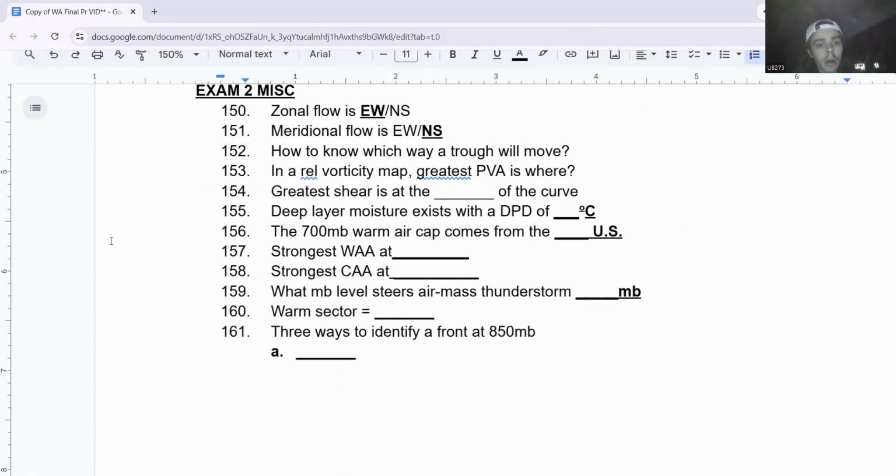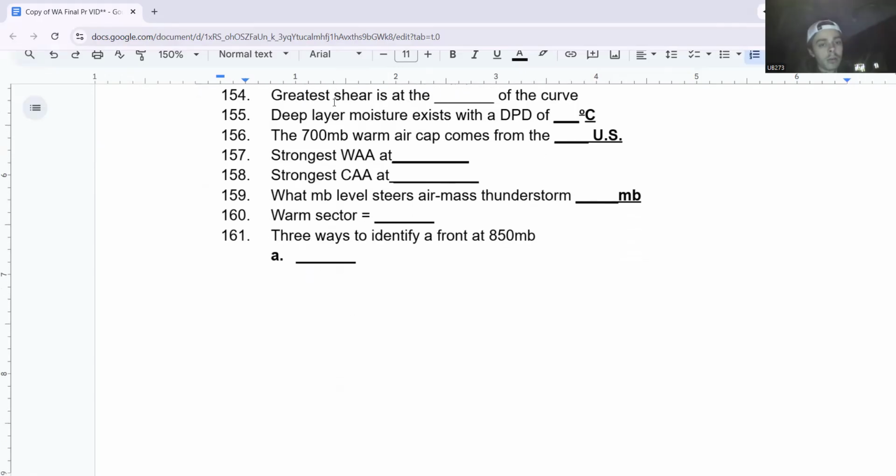In a relative vorticity map, where is the greatest positive vorticity advection going to be? It's going to be to the center or inside of a curve. Well, actually, it's really going to be to the right of the trough. Whatever I was looking at, that's not right. It's going to be to the right of the trough because that's where the fastest things are about to go. The highest vorticity is about to be affected there.